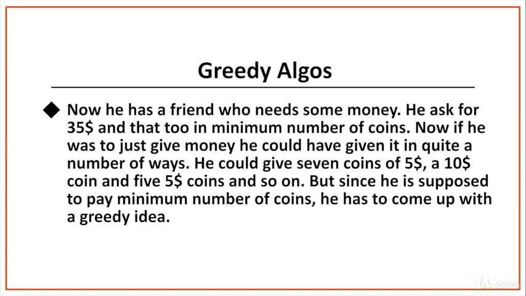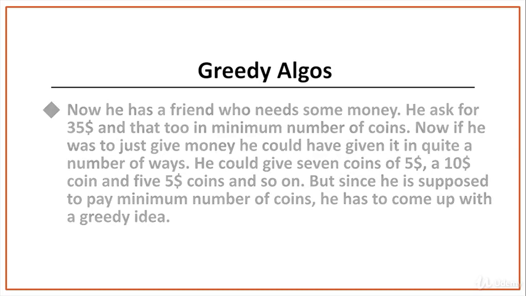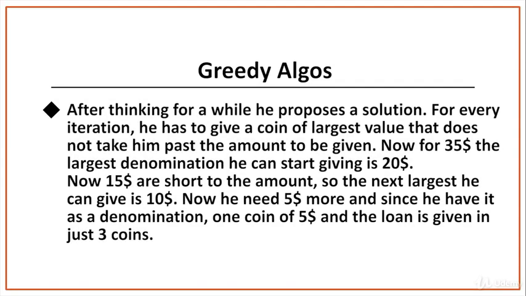Now, if he was just to give money, he could have given it in quite a number of ways. He could have given 7 coins of $5, a $10 coin and five $5 coins, and so on. But since he is supposed to pay in the minimum number of coins, he has to come up with a greedy idea. After thinking for a while, he proposes a solution. For every iteration, he has to give a coin of the largest value that does not take him past the amount to be given. Now, for $35, the largest denomination he can start giving is $20.